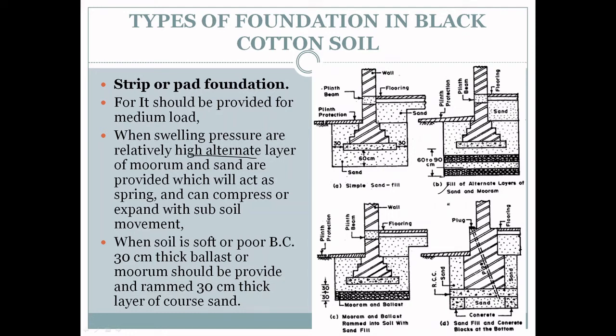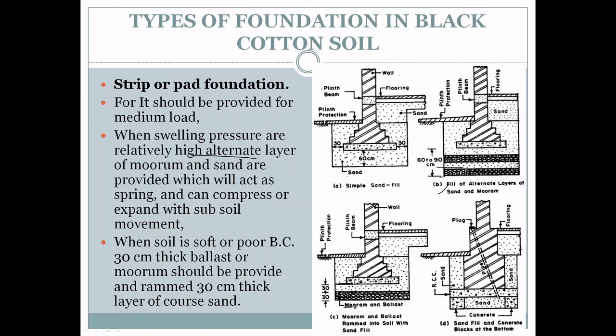If the soil is soft or has poor bearing capacity, a 30 centimeter thick layer of ballast and muram should be provided and rammed. Then a 30 centimeter thick layer of coarse sand may be provided. In this figure you can see a 30 centimeter thick layer of muram and ballast, then a 30 centimeter thick layer of sand is provided to avoid the direct contact between the foundation and the soil.